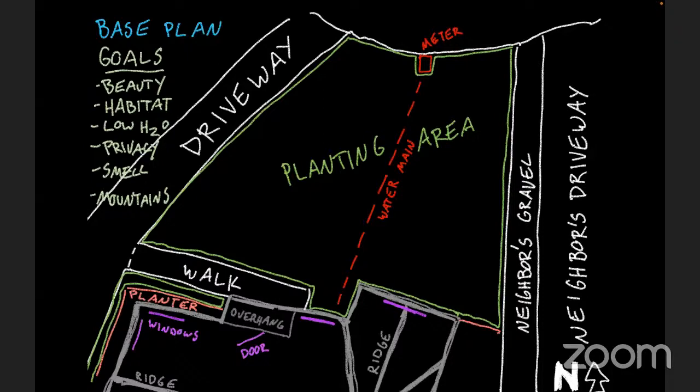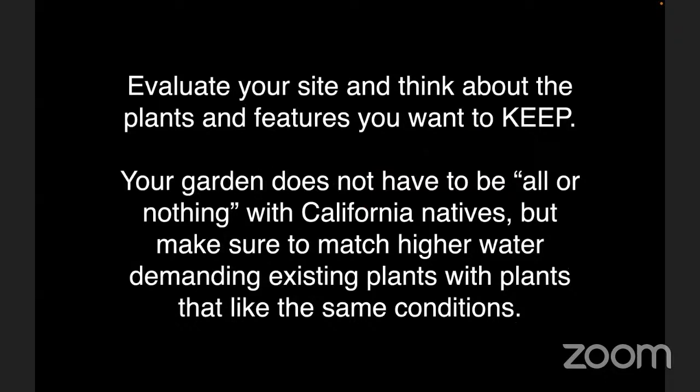Then you go into a process where you think about your site, you evaluate your site, and think about first plants and features you want to keep. If you have, for example, a well-established magnolia tree that's beautiful, well, that's not a native plant and that might not be a low-water plant, but that might be worth keeping. There's value in that. And your garden doesn't have to be all or nothing with California natives. Remember, just match the higher water demanding existing plants with plants that like the same conditions.